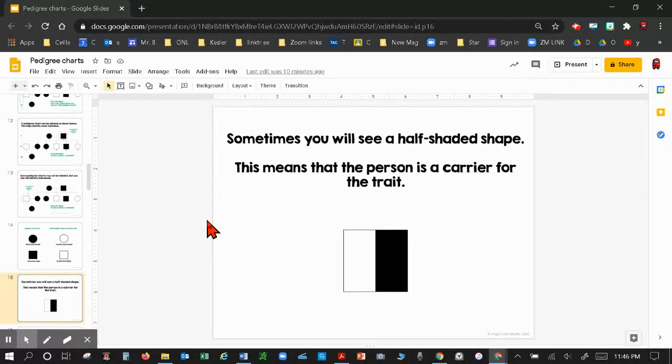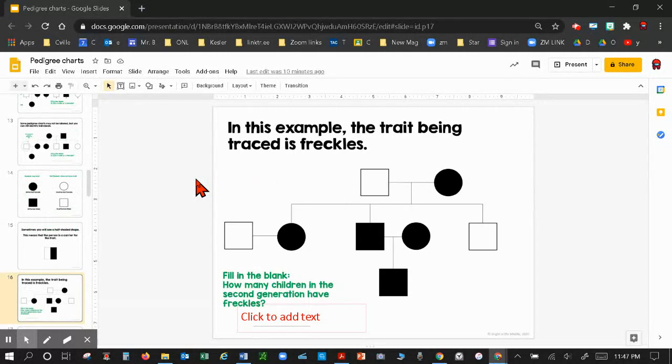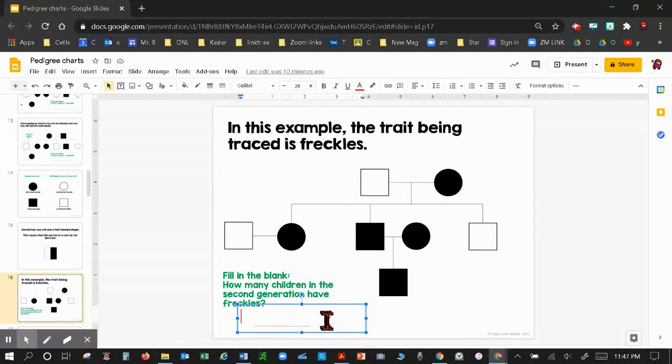So, as I said earlier, if we do know, in fact, somebody's a carrier for the trait, which means they have it in their DNA, but they're not showing the trait, it's not in their phenotype, we can then shade them in halfway as a person who is a carrier for that trait. In this example, the trait that we're looking at here is freckles. So, how many children in the second generation have freckles? Go ahead and type in your response down below.